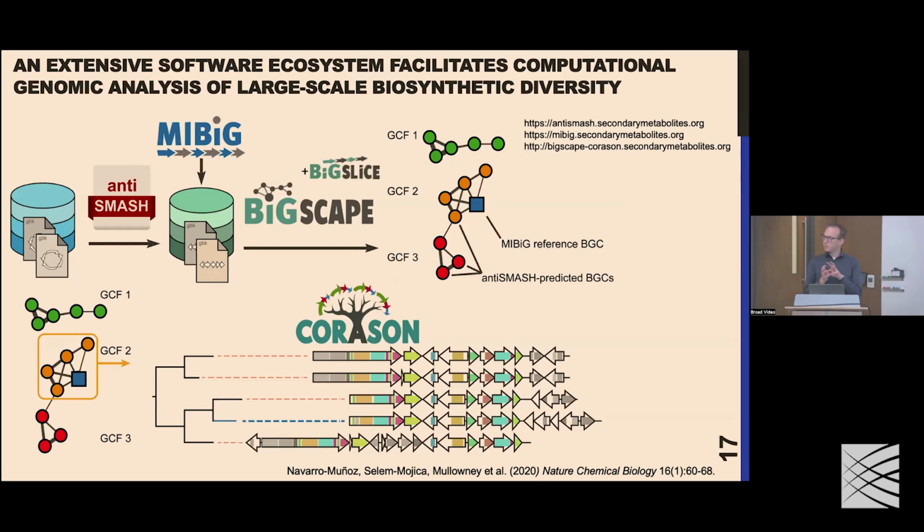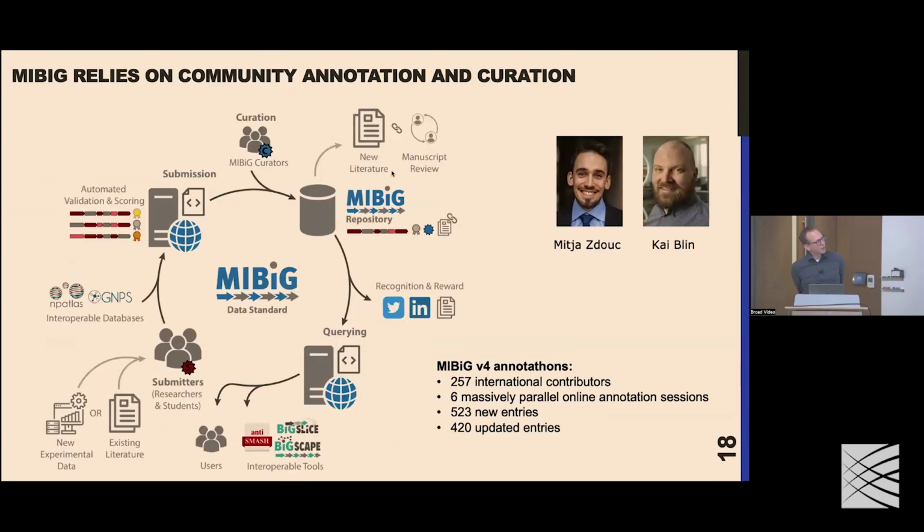And in this way, you can, with graph clustering, also group them into families to know which gene clusters across a set of genomes are actually closely related to each other and are likely to encode the same kind of pathway.